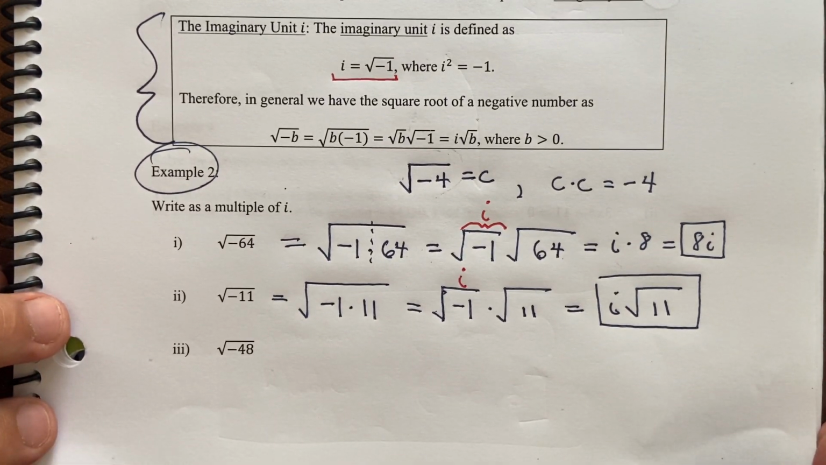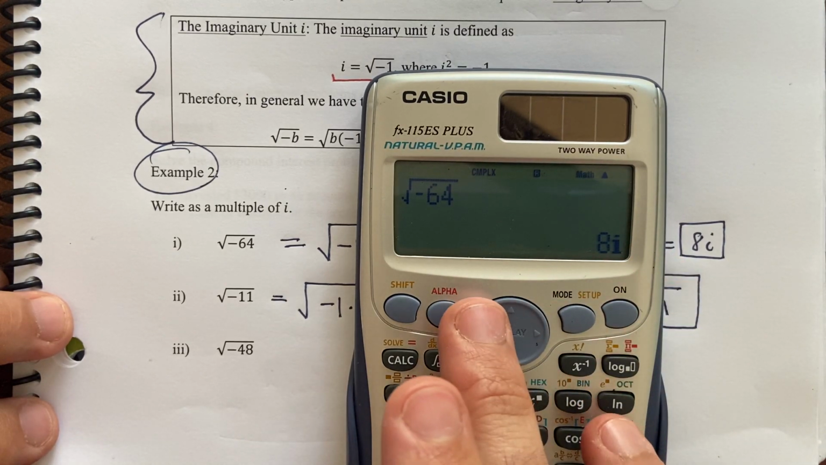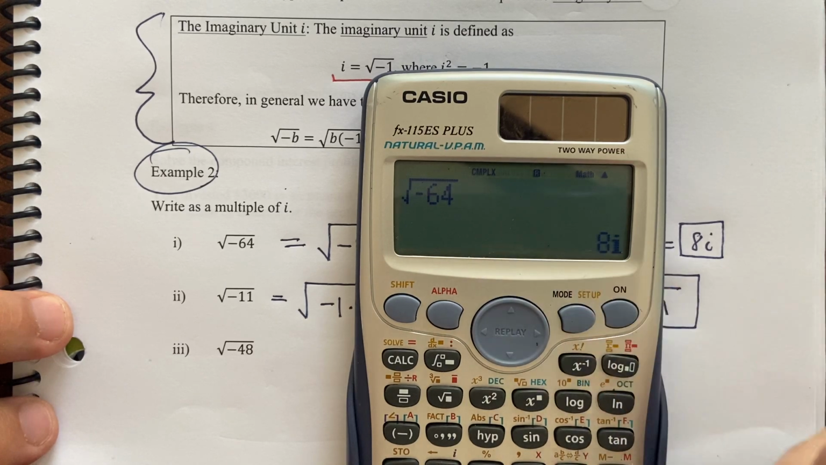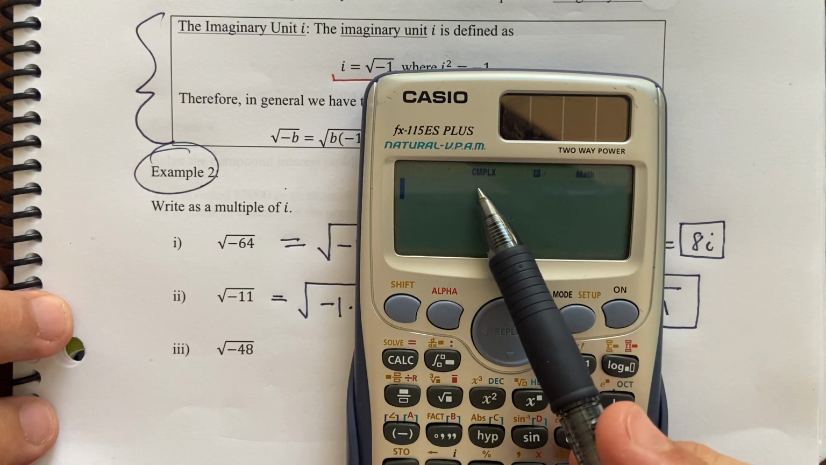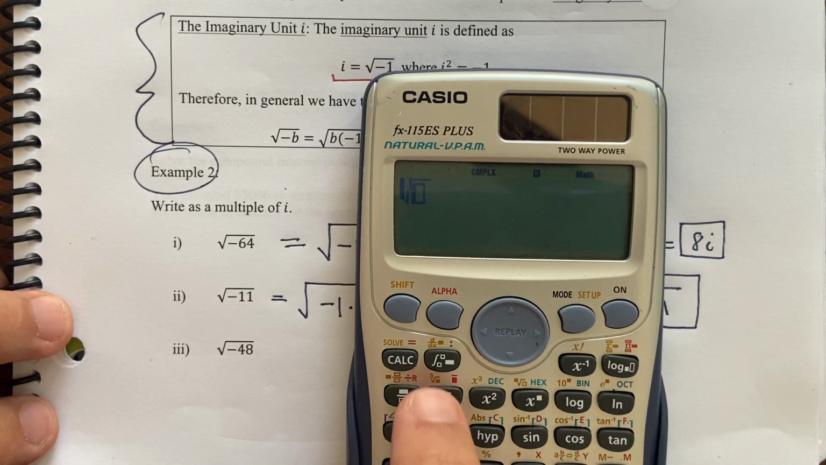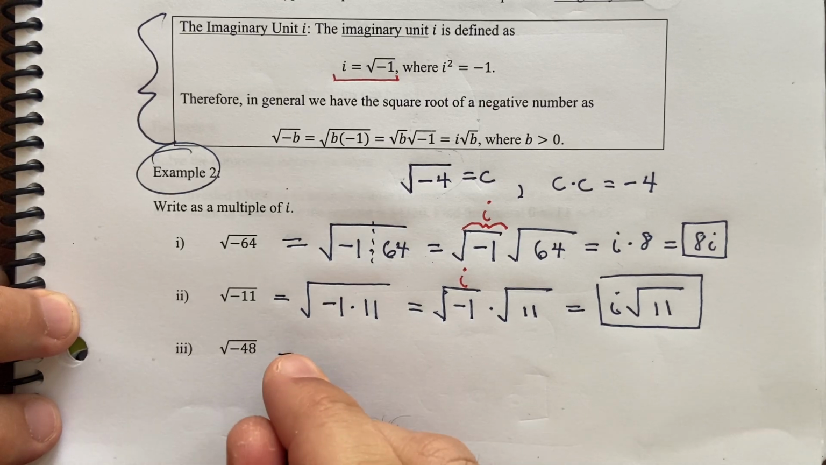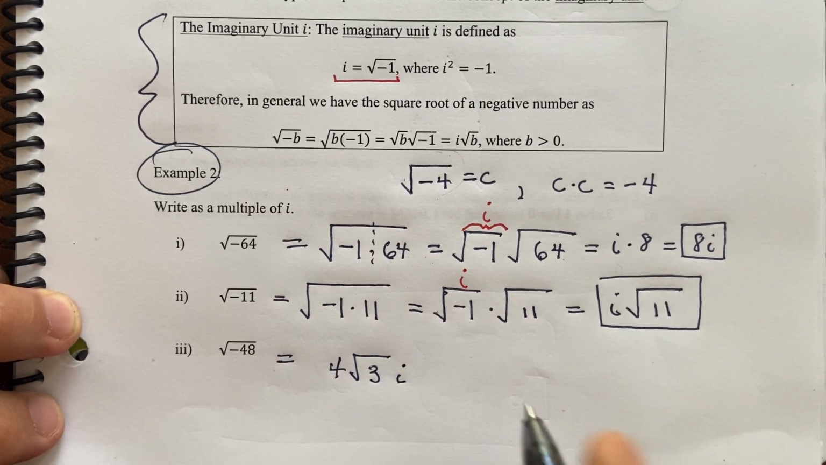Maybe I'll do the last one just purely with the calculator. So square root of -48. Remember you have to have this mode up there. So that was mode and then number 2 for that to say complex up there. So square root of -48 would be 4 root 3i. So 4 root 3, and then i is outside of the root.